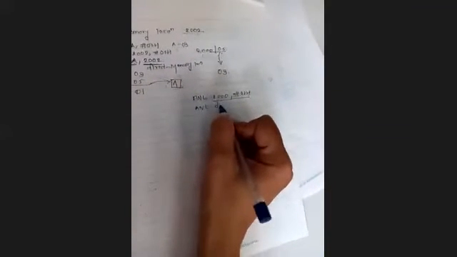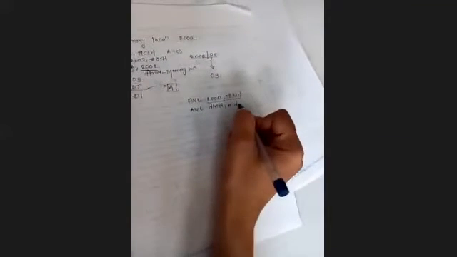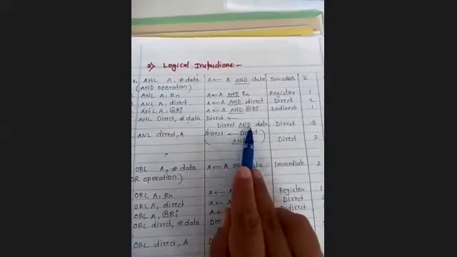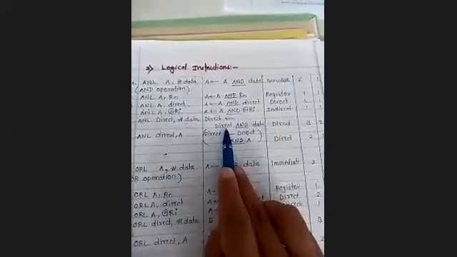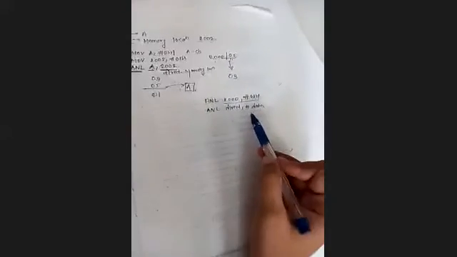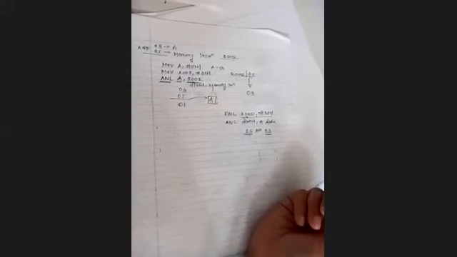Now see here, ANL direct comma hash data means what? You have to perform the AND operation between the data and the data stored at this location. So you have to perform the AND operation between 03 and the data stored at this location. What is the data stored at this location? It's 05. So you have to perform the AND operation between 05 and 03. Is it okay? Understood, everyone?